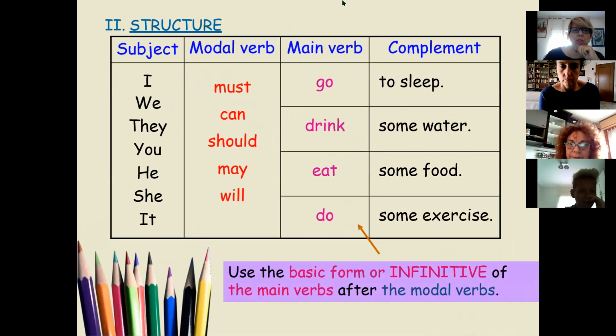This is the structure. Okay, I must go to sleep. We can drink some water. They should drink some water. You may eat some food. He will do some exercise. She will eat some food. It may drink some water. You can just mix them up.